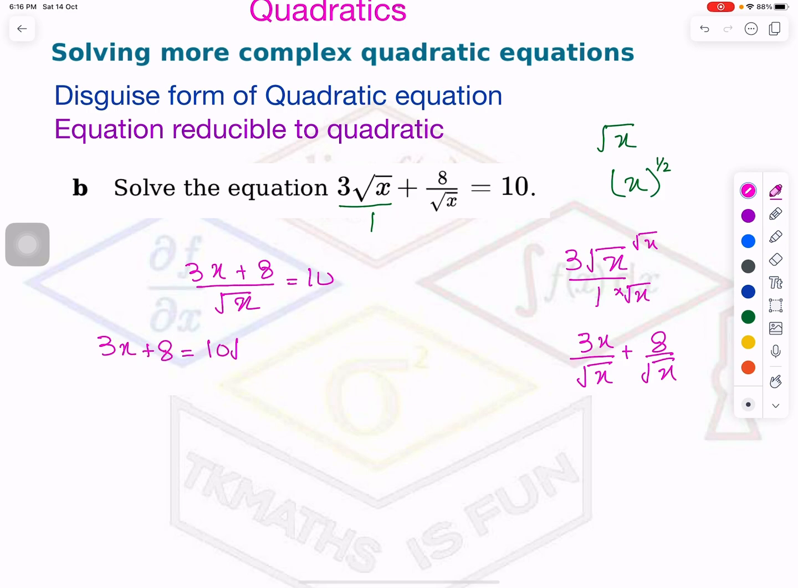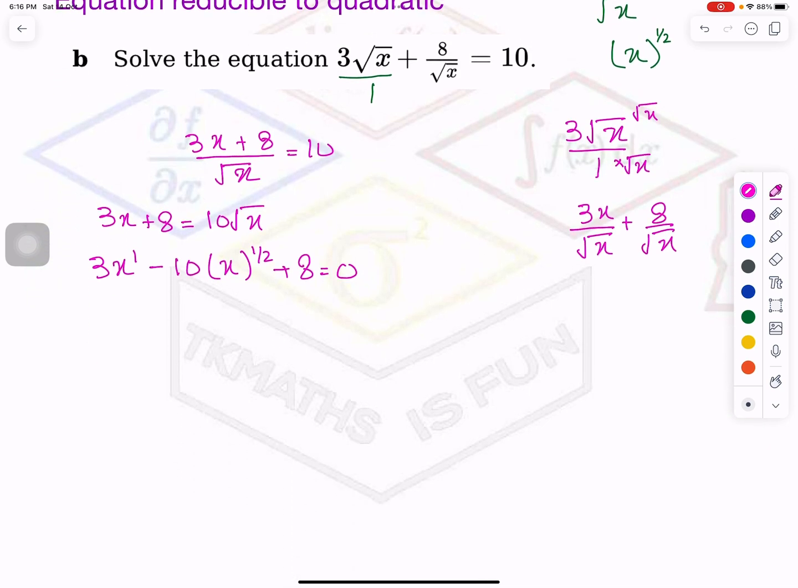Now if you see, the powers of x are in a ratio of 1:2, because this has power 1, 3x power 1, and the other one is x power half. Agreed? So now I will go for substitution. It is a case of disguised form, or you can say reducible to quadratic. So I will say let t equal x power half, so t square will be x. This is a little different part, so I hope you understood what I'm talking about here. So it is 3t square minus 10t plus 8 equals 0.